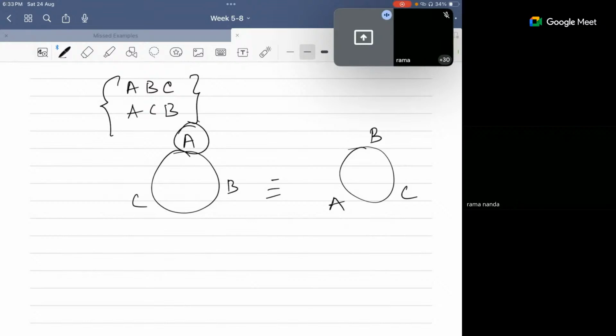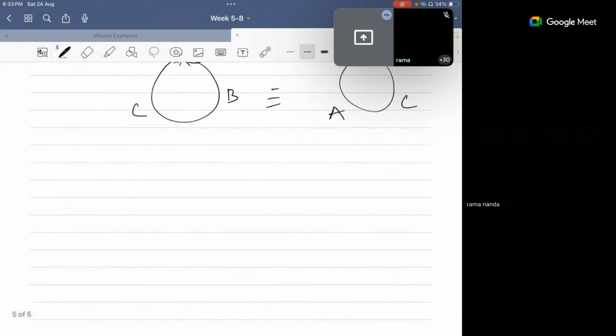So you just have to fix one object, and then you're just left with n minus one objects, right? So for the n minus one objects, what's the total number of arrangements? It's basically n minus one factorial ways, correct? So this is what you do in the round permutation.